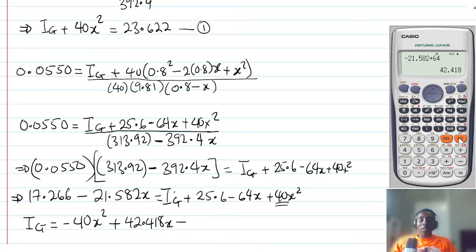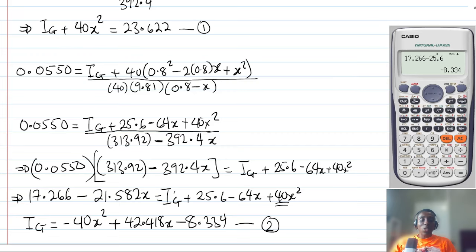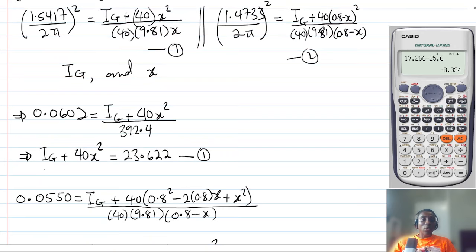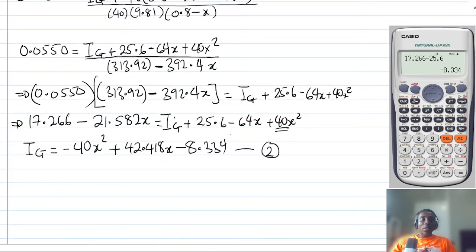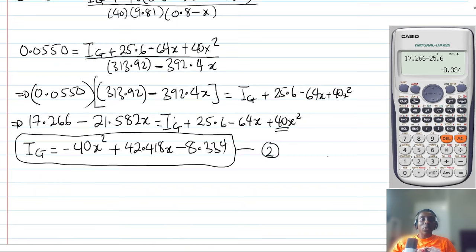And then you've got minus what? So again, let's do this one. You have 17.266 minus 25.6. If you do this, you'll get minus 8.334. So at this point, I cannot continue again. Why? Because I think this is too simple for you to solve. So you have this equation 1 here, and then you have this equation 2 here. So please use equation 1 and equation 2.